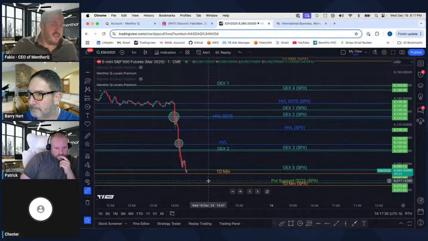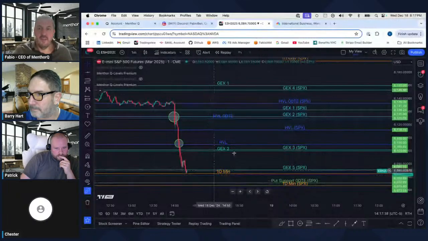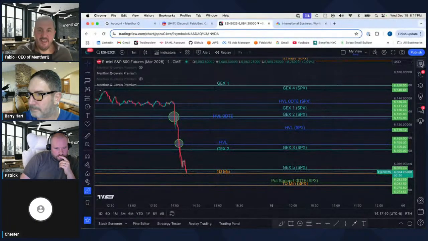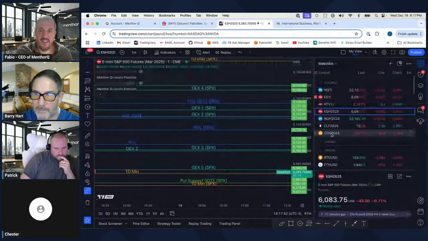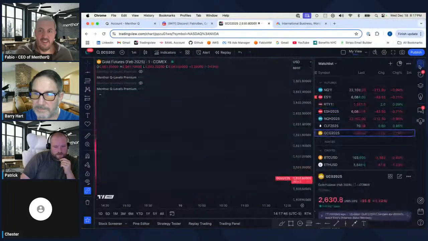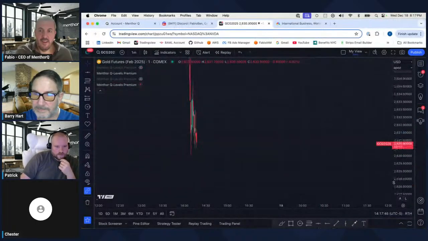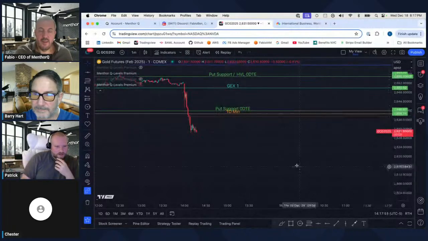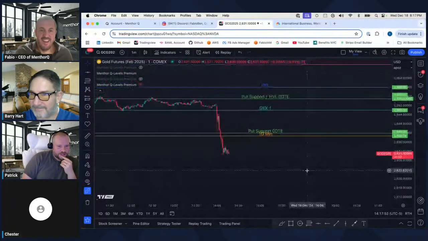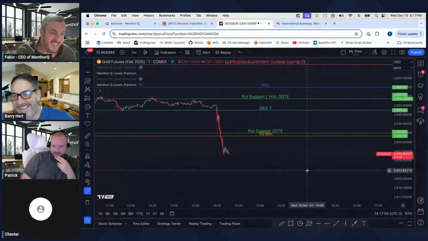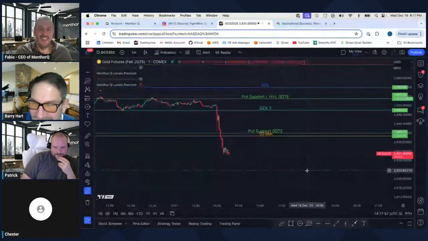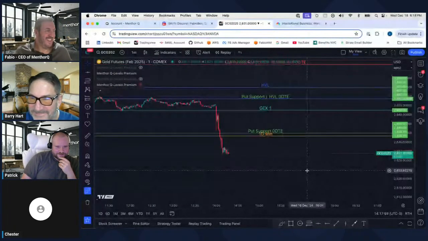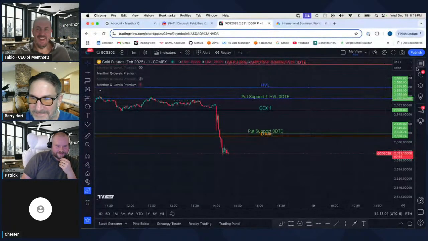Gold got lit up massively alongside silver. Jesus. So Barry, I think now you must be printing money like a millionaire. So you were already setting your orders there. Come on. I wish I was still short gold.